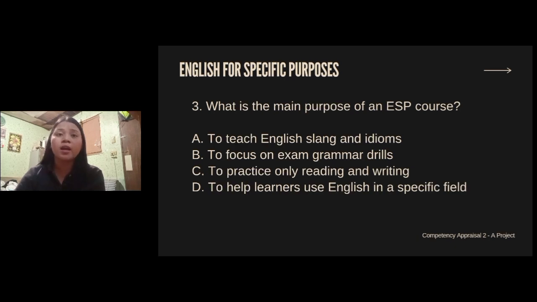The next number, what is the main purpose of an ESP course? A. To teach English slang and idioms. B. To focus on exam grammar drills. C. To practice only reading and writing. D. To help learners use English in a specific field.